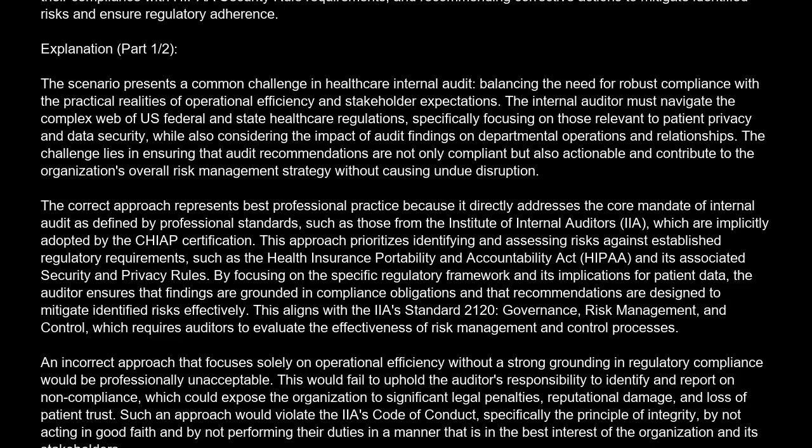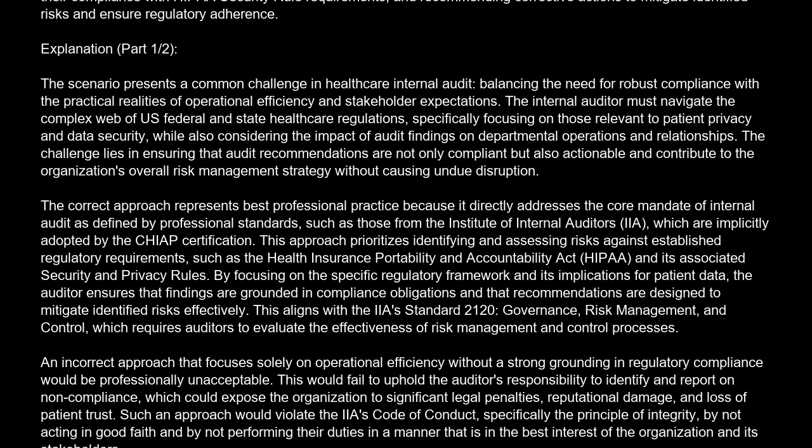The correct answer is D. Conduct an audit focused on identifying specific vulnerabilities in the data security systems and processes, assessing their compliance with HIPAA security rule requirements, and recommending corrective actions to mitigate identified risks and ensure regulatory adherence.